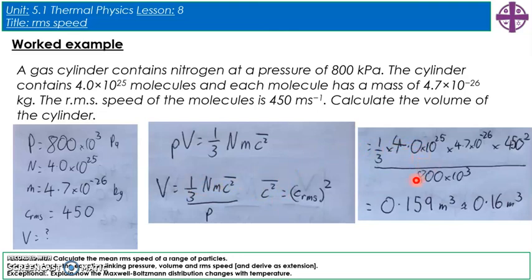which is 4.0 times 10 to the power 25, times the mass of a single molecule, times the root mean squared speed squared, times 450 squared, divided by the pressure, which is 800 times 10 to the power of 3, and you should get 0.159 meters cubed, or to two significant figures, 0.16 meters cubed. There will be a few questions for you to practice this equation in this week's quiz.